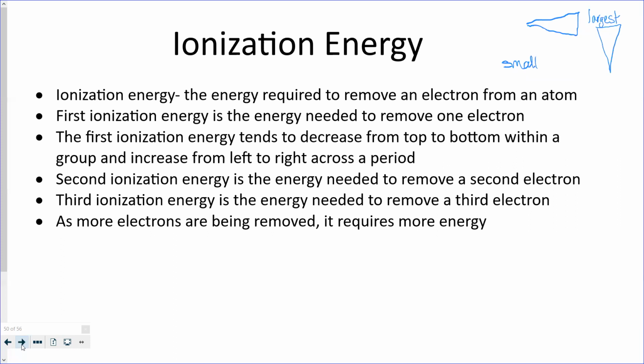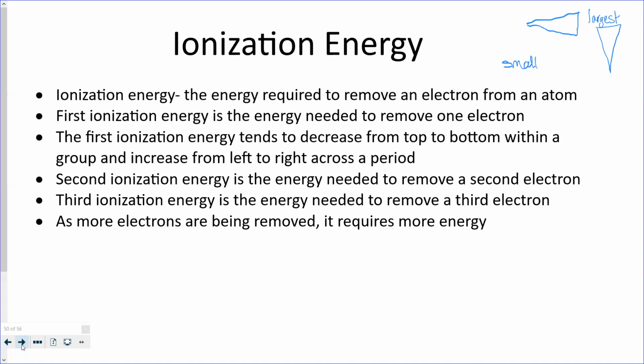If it is something that loses more than one electron, there is a value for the second ionization energy, so the energy needed to remove that second electron. There's also a third ionization energy if it has to lose a third electron. And generally, as more electrons are being removed, it requires more energy.